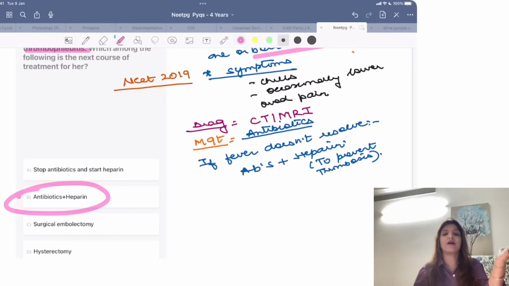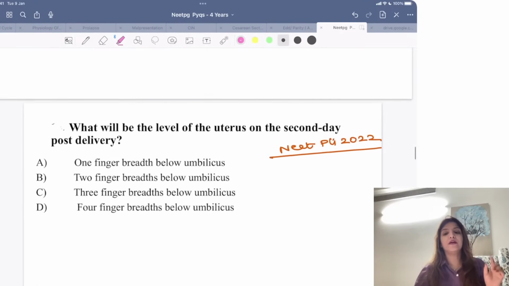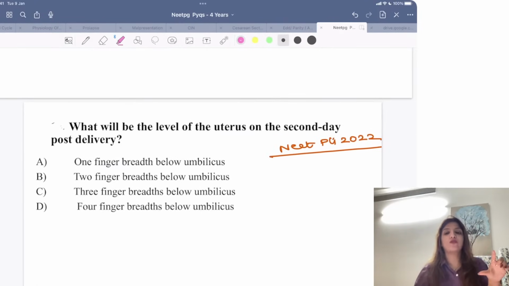So initially it was labetalol, then it got changed to alpha methyl dopa. Now the recent Williams guidelines say there is no drug of choice. There are always first line drugs, and I have told you what the first line drugs are, right? I can also share with you the page of Williams where it is written that now there is no drug of choice, there are first line drugs.